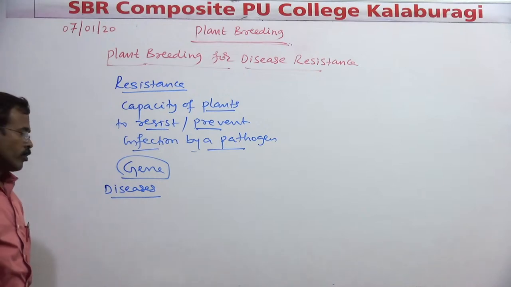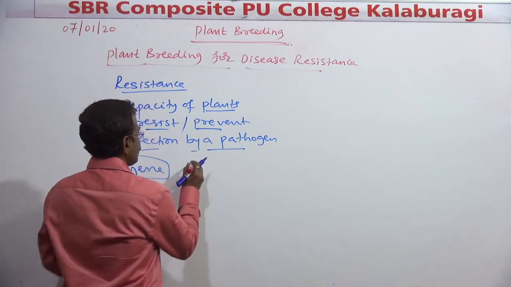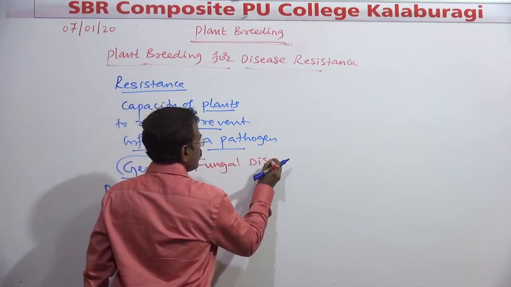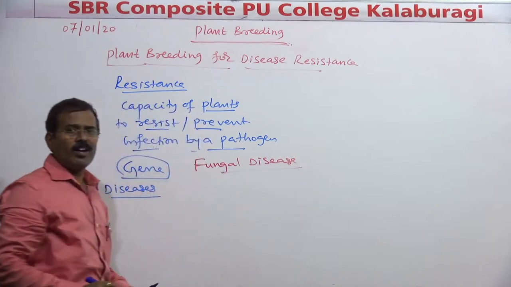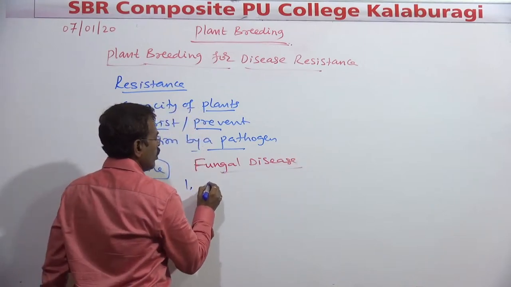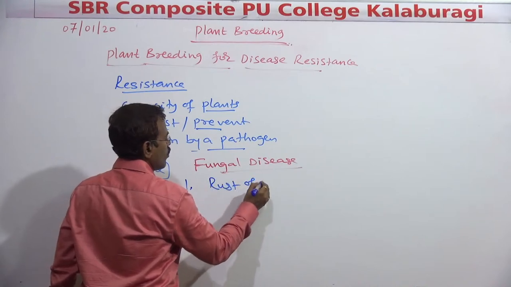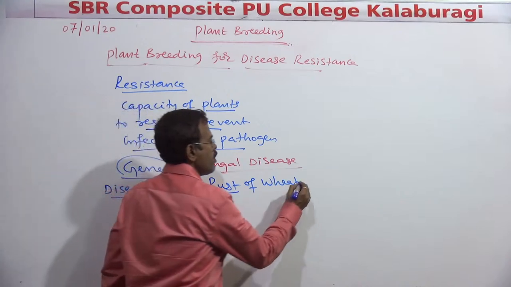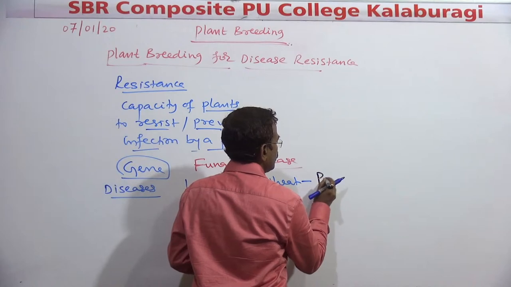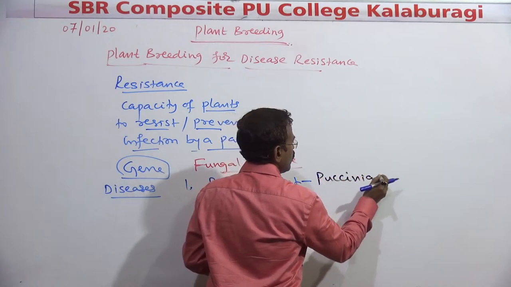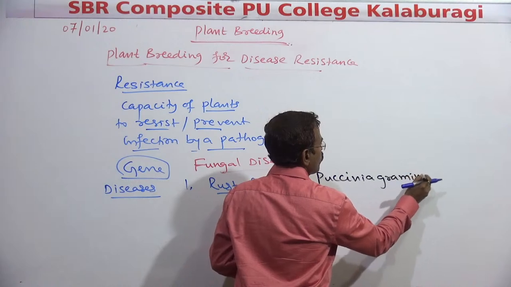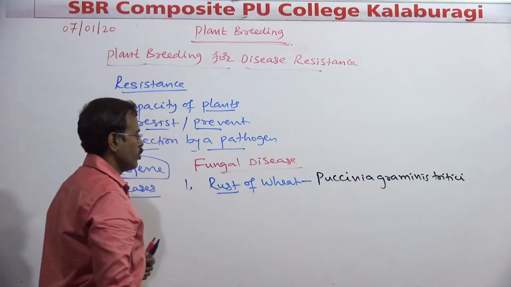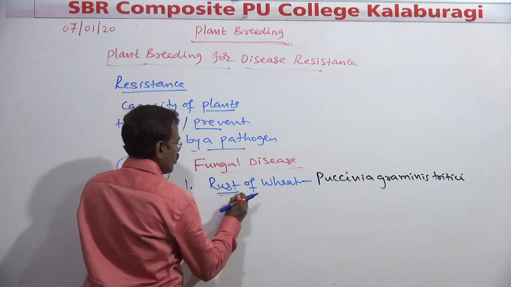So first we will list out the fungal diseases. Fungal diseases are mainly rust, the rust of wheat. Rust is caused mainly by Puccinia graminis tritici. This is the fungus which causes rust disease.